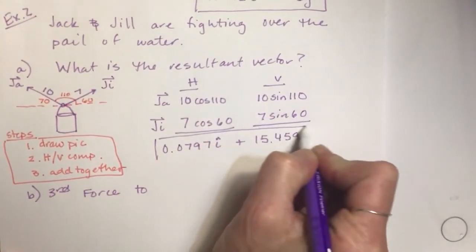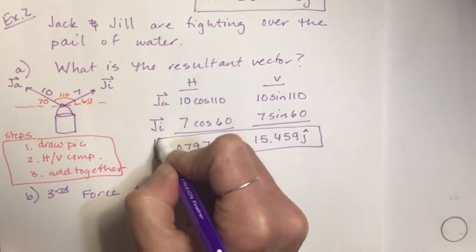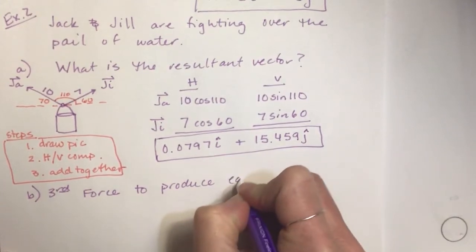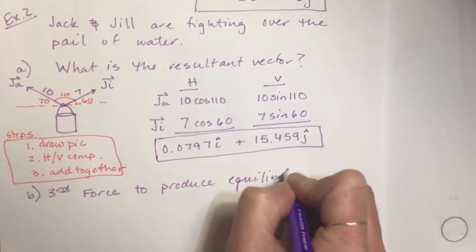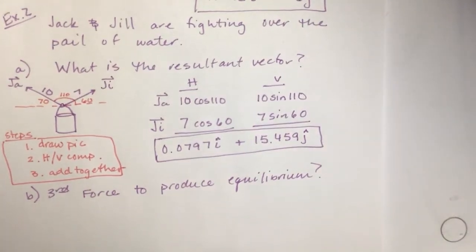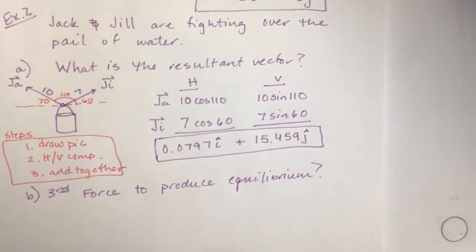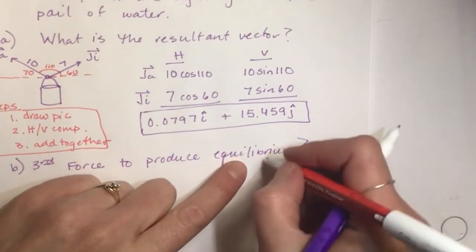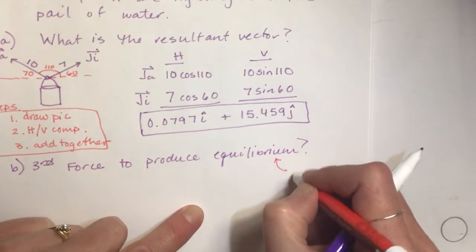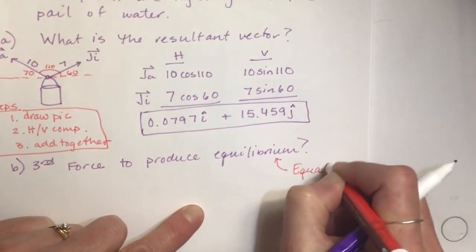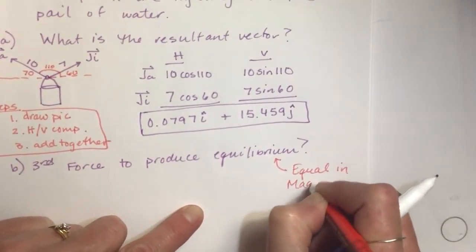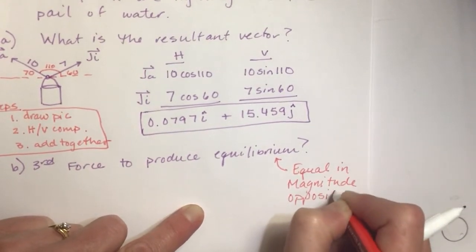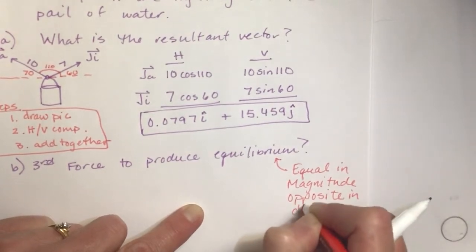Let's put a box around this because this is our answer. To produce equilibrium. So what does that mean? You remember? It has to be equal in magnitude, but opposite in direction. So that's what we're thinking when we're thinking equilibrium. Equal in magnitude, opposite in direction.